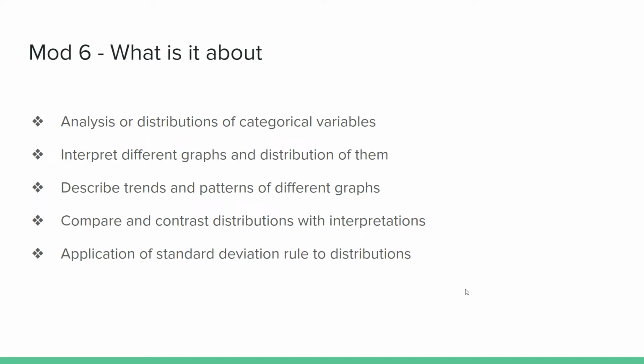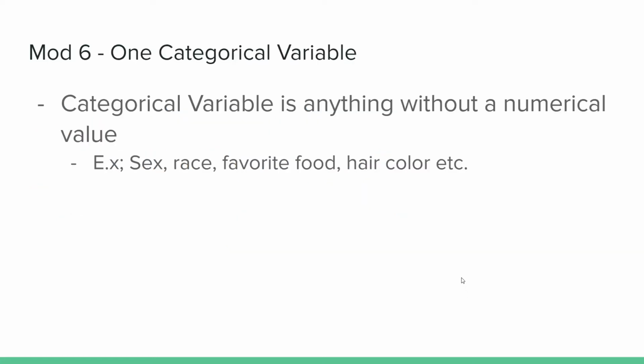Mod 6 is mainly about different types of graphs and finding ways to interpret them and find out their identifying traits such as spread and distribution. To first understand what this unit is, we need to know about different types of variables such as categorical, which includes things like sex and race.